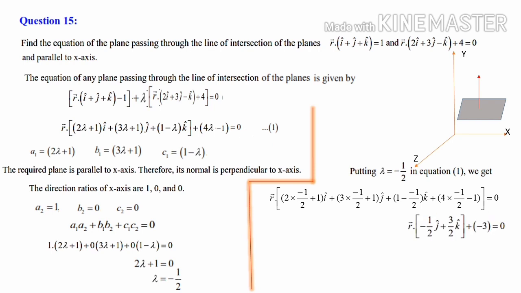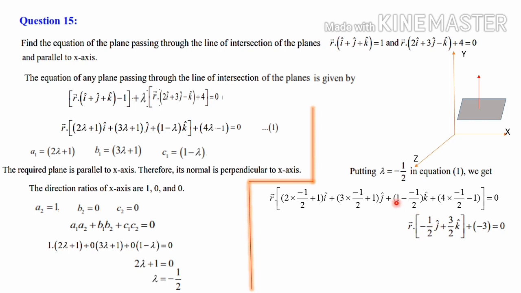When you do the calculation, it is vector r dot, here this calculation, for i cap, 2 into minus 1, that is minus 2. When you take the LCM here, 2 into 1 is 2. So 2 minus 2 is 0, 0 by 2 is 0, so i cap is gone. And for j cap, 2 into 1 is 2, 2 minus 3 is minus 1, so minus 1 by 2 into j cap.